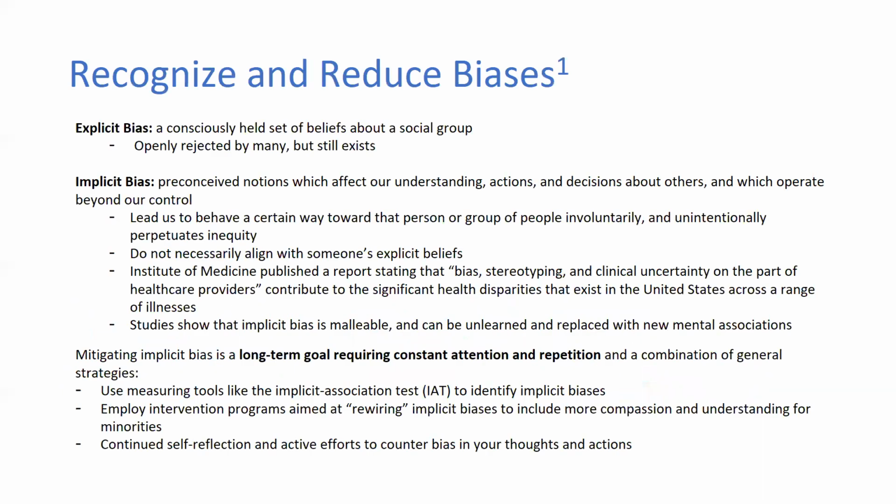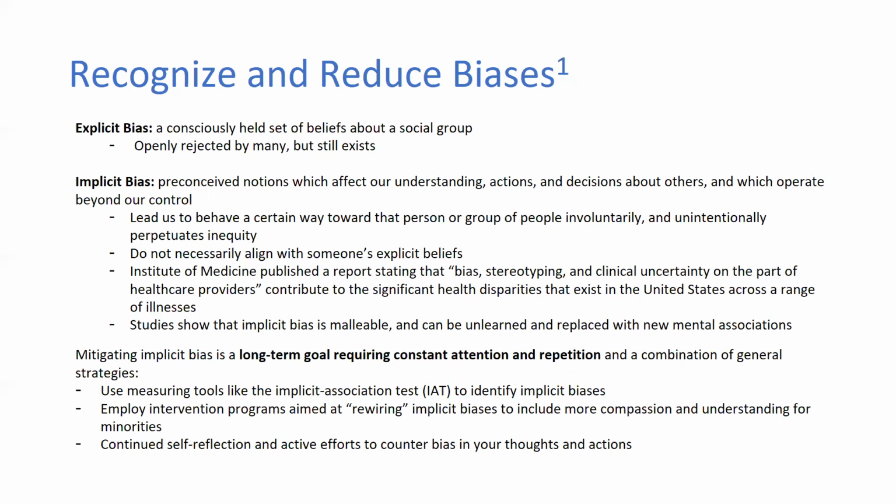The first thing that we need to do on a personal and interpersonal level is recognize and reduce biases. There are two types of bias that exist in this realm, and the first is explicit bias. This is what we think of immediately when we think of stereotypes, prejudice, discrimination. It's that outward, consciously held set of beliefs about a social group, whether a minority or another group, and these are ones that are out there and openly held.